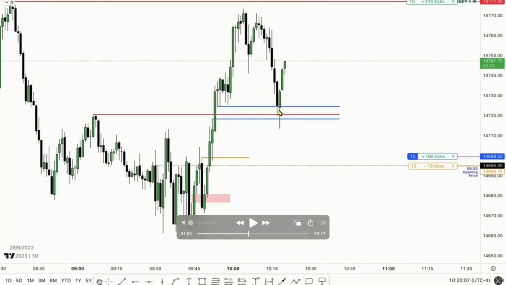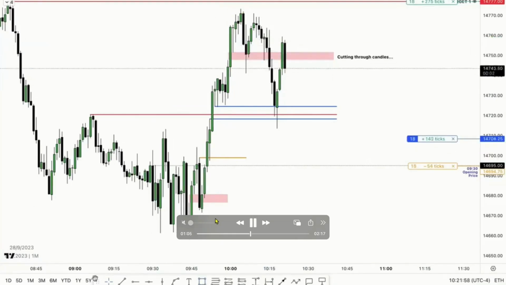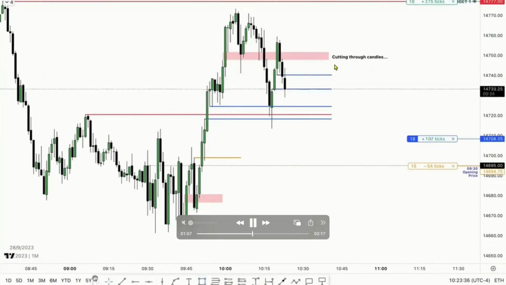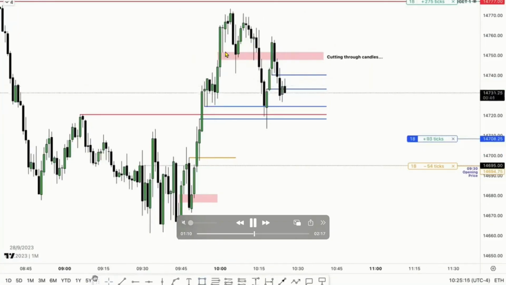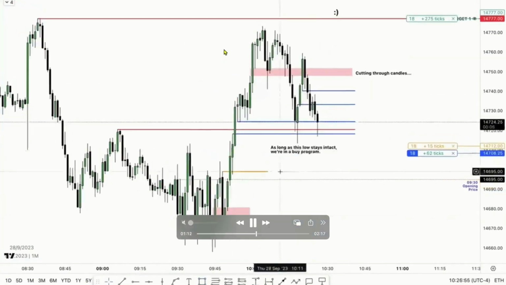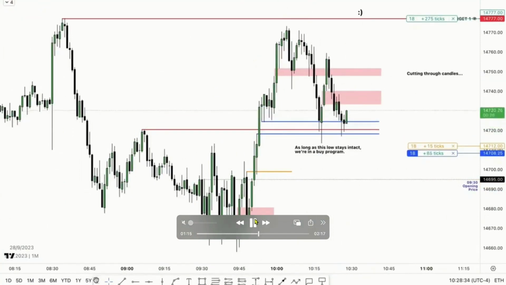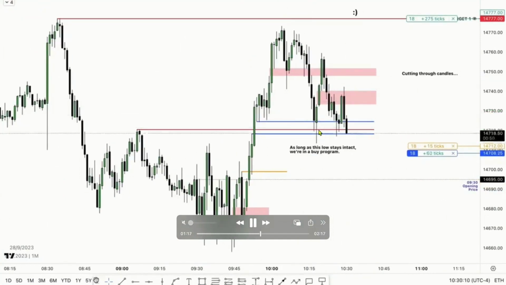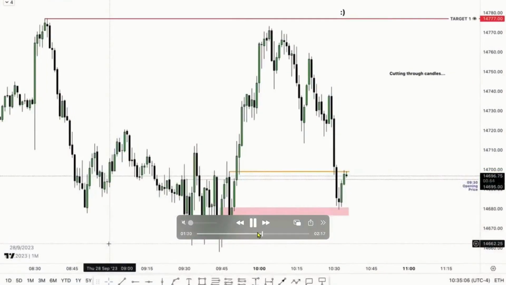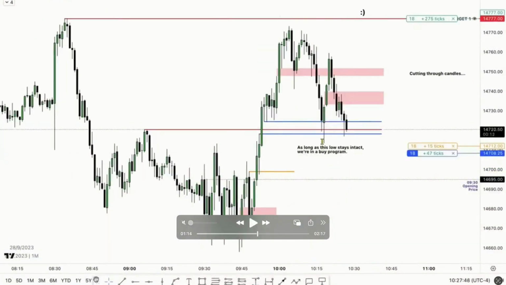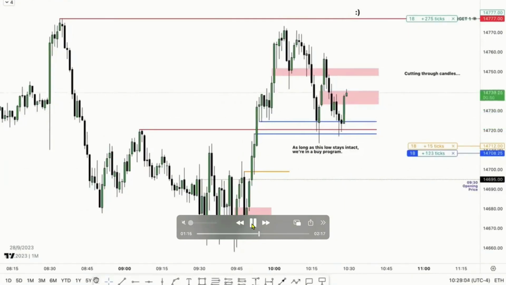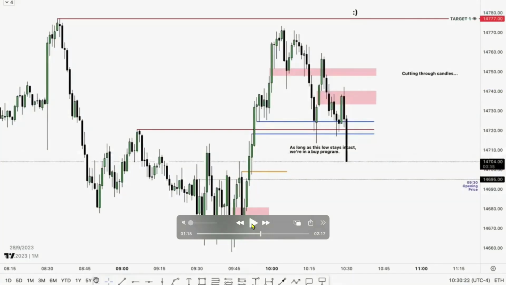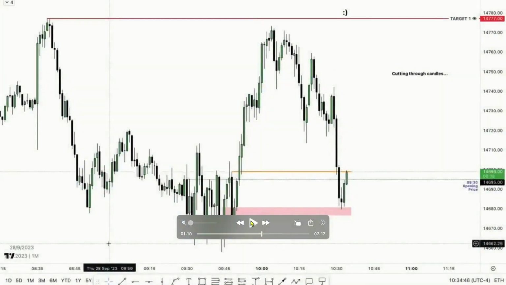And as we can see, when price reached that red level, I pyramided because equal highs got engineered, cutting through candles, meaning that I want to see that BC act as support on price. Watch me annotate. As long as we stay above this low, we're in the buy program. What occurs? Price falls through that low, and therefore I wanted to be out at break even to reassess.